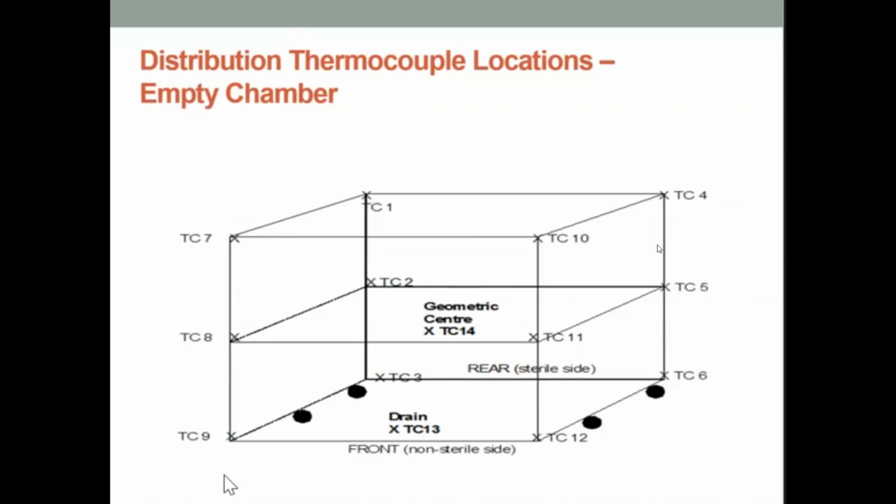This is what the plan for your thermocouples inside your empty chamber might look like. So you see TC 1, 2, 3, 4, etc. That stands for thermocouple 1. So that's the location of where you put them. And you'll see that you have one at the center, in the geometric center, and you have one at the drain. They're the 2 key ones to get for your worst case areas.